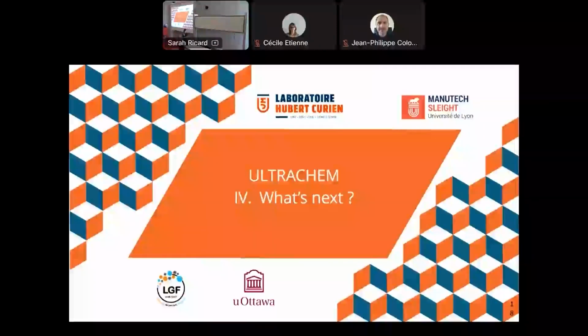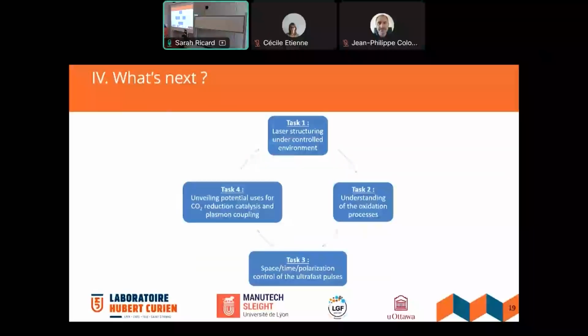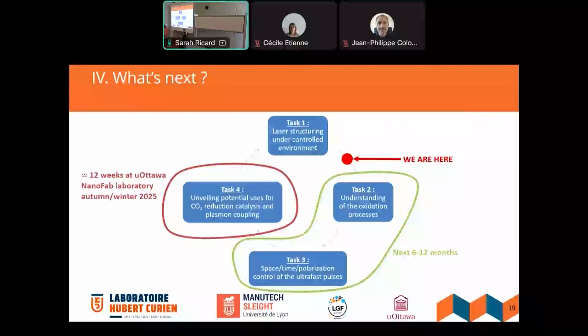And finally, what's next? Where are we right now and what are we going to do? So right now we're here, between the first laser structuring that's been done and understanding the oxidation process. The next step, which we hope to be doing in the next 6 to 12 months, is understanding and trying to do space-time and polarization control of our pulses to see more, dare I say, of the chemical processes. And then finally, unveiling potential for future uses.